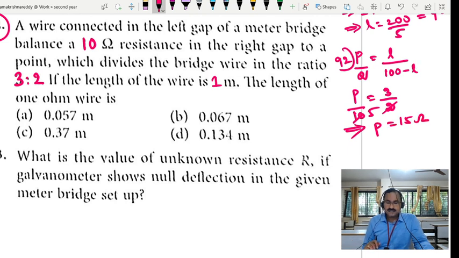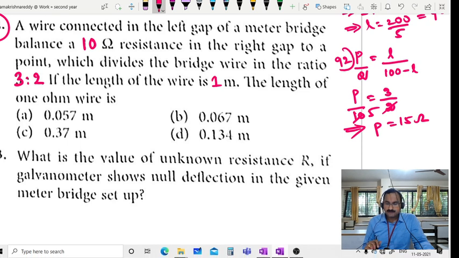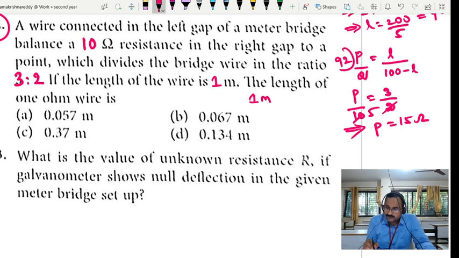So now they are asking the length of the 1 ohm wire. So now B is equal to 15, we got there. If the length of the wire is 1 meter, then what is the length of 1 ohm wire? According to that we have to calculate. 1 meter is 15 ohm, so 1 ohm is how much? 1 meter, 15 ohm.